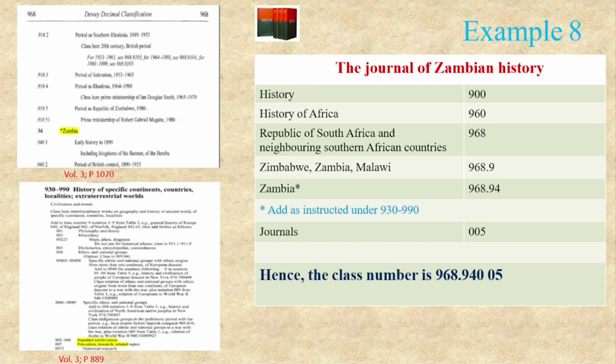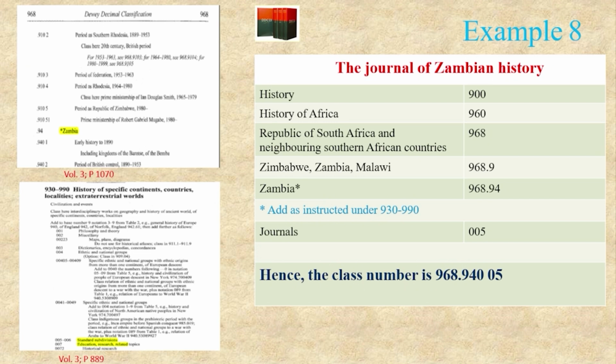Now there is another example, that is Journal of Zambian History. In previous examples, we have also seen how to use standard subdivision. Here another example has been given for better understanding of how to use standard subdivision, particularly with the class number 900. Now here is a step-by-step breakdown. First identify key elements. The first subject focus is history, then the geographic focus is Zambia. Third, the form of document, it is a journal.